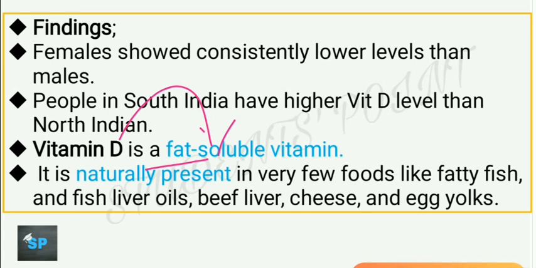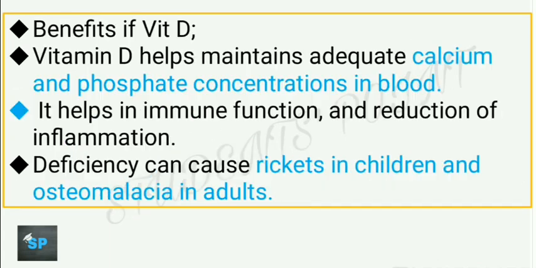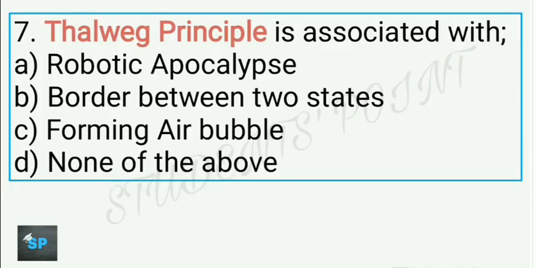It is naturally present in a few foods like fatty fish, fish liver oils, beef liver, cheese, and egg yolks. It is also synthesized in our skin when UV rays strike our skin. Vitamin D helps maintain adequate calcium and phosphate concentrations in blood. It also helps us in immune functions and reduction of inflammation. Deficiency of vitamin D in the body can cause rickets in children and osteomalacia in adults. This results in weakening of bones.